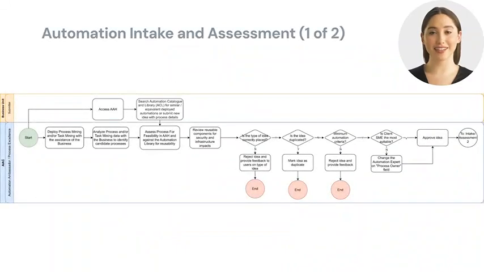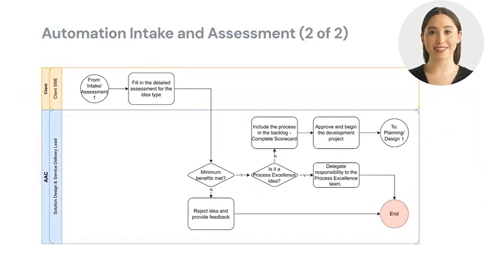Automation intake and assessment. Slide 1 of 2. Candidate ideas are submitted by the business units through Automation Acceleration Hub or identified through the deployment of task mining tools by the automation ambassadors or the process excellence team. Ideas are reviewed for duplication and, if they meet the minimum criteria for automation, are approved for development.